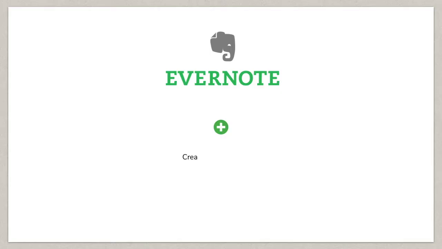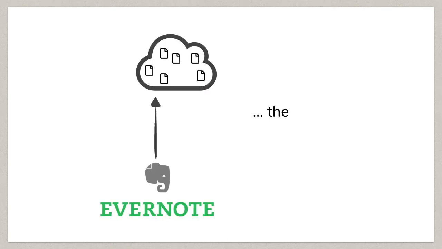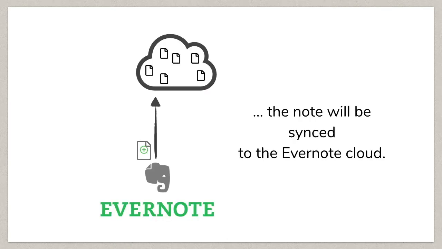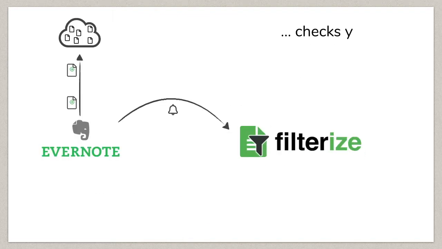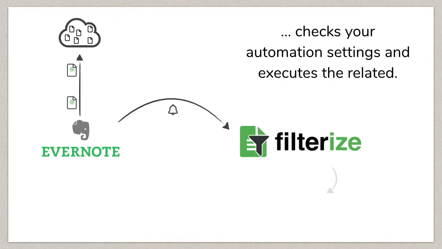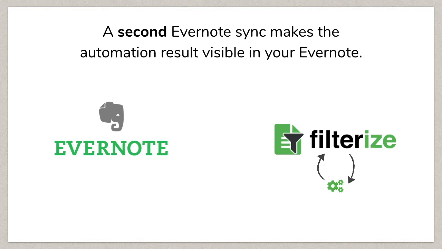The following happens. Each time you create or modify a note in Evernote, that change needs to be synchronized with the Evernote cloud. This happens while you sync your Evernote. After the sync, Filterize also receives the information about the change, and now Filterize checks your automation settings to see if an active automation can be applied. If so, the automation runs, and during a second Evernote sync, the result becomes visible in your Evernote.